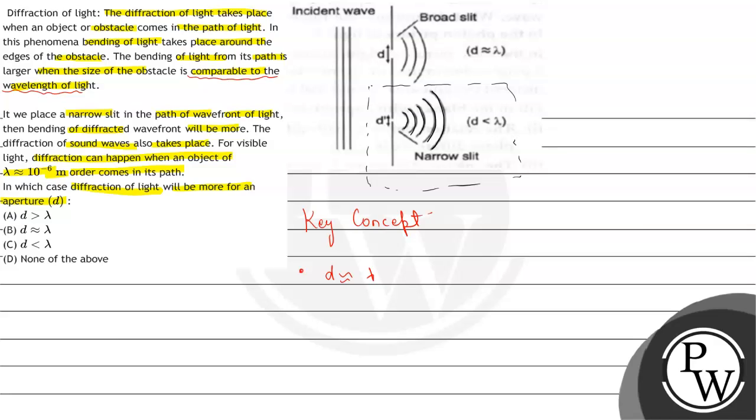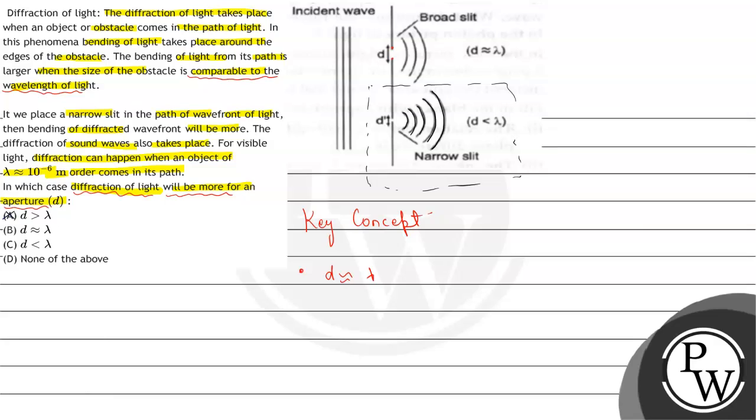Now the question asks us in which case diffraction of light will be more for an aperture D, and options are given in terms of D and lambda: whether D is greater than lambda, D is comparable to lambda, or D is less than lambda. Now we can see that if D becomes larger than lambda, then the wavefronts will not be quite clear, as the secondary sources of wavefront will be farther than expected, and hence option A is not a correct option.